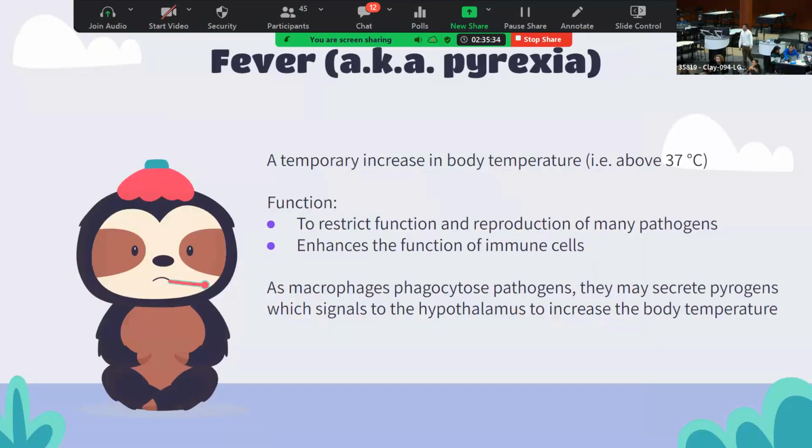And last is fever. So that's just a temporary increase in body temperature used to enhance immune cell function as well as restrict the reproduction of many pathogens. And the reason why fever occurs is when macrophages phagocytose pathogens, they can secrete things like pyrogens, a subset of cytokines, and that signals the hypothalamus to raise your body temperature.